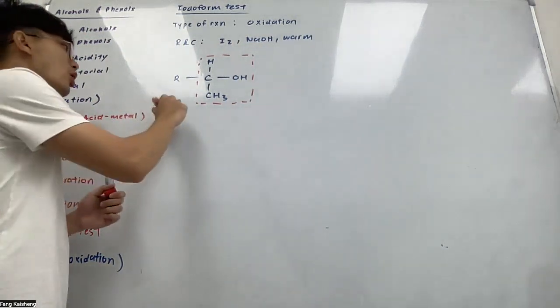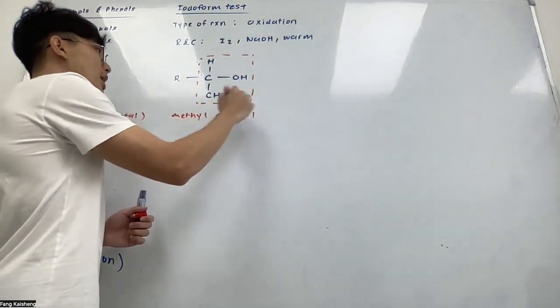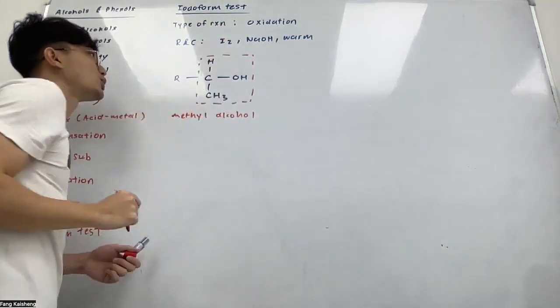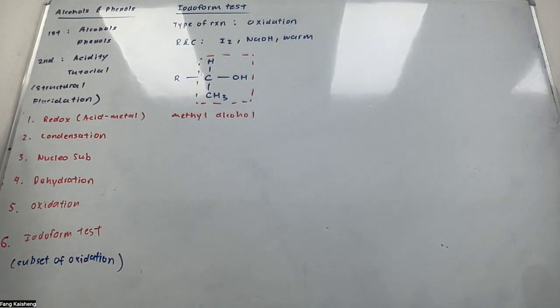In short, we call this a methyl alcohol. Why methyl? Because there's a methyl group. You must have CH3, OH and H. Then it is a successful iodoform test.